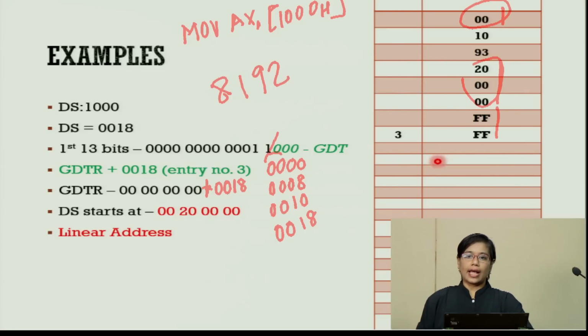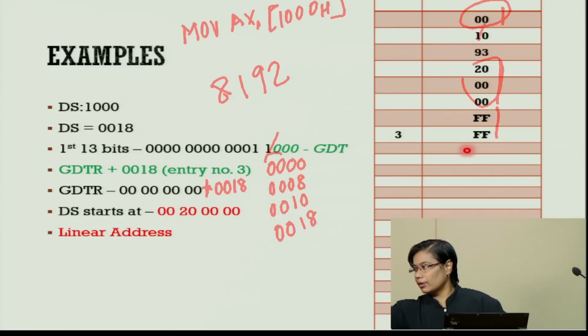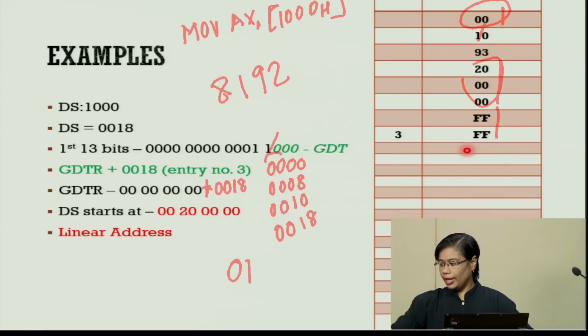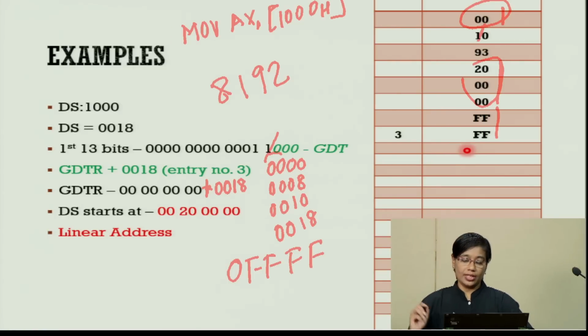Now you can get the size of the segment from these 2 bytes plus the lower nibble here. So the size of this segment, based on the data, is going to be 0FF. So this means it is going to be a 64K segment. Always the limit byte will give the size minus 1. So size minus 1 here will translate to a 64K segment.